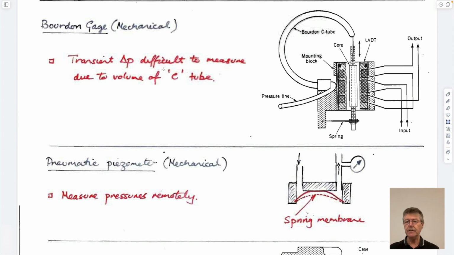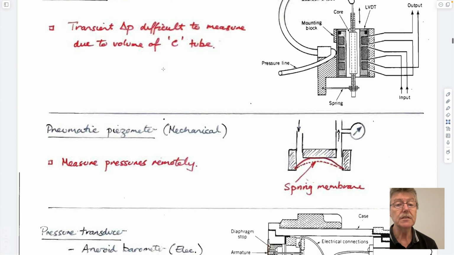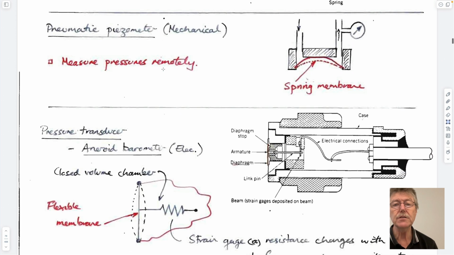Must be named after its inventor. It's just a closed tube that has a pressure in it, that has a bend in it. When you change the pressure in it, it tries to straighten itself up, and as it straightens itself up, you could tie that and measure the displacement of the tip of it to be able to calibrate that against the change in pressure.